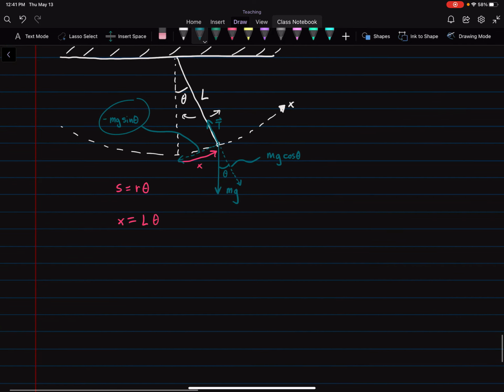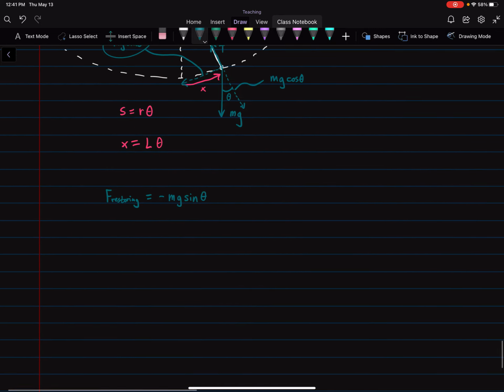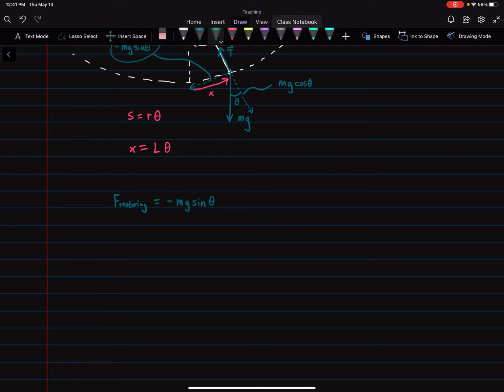What was our original question? Is the restoring force directly proportional to our displacement? And our displacement in this case is an angular displacement because it's arc length of a circle, so theta. So is our restoring force directly proportional to theta? It might seem so, but it's not, because we have this sine involved. So our restoring force is directly proportional to sine theta.